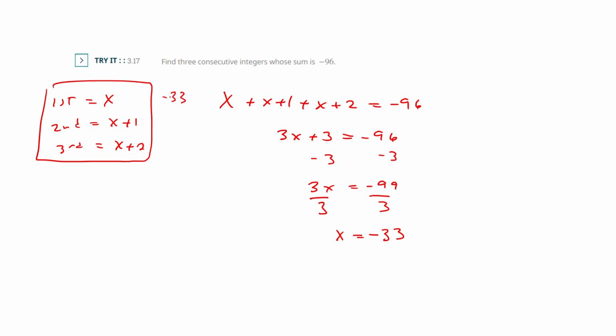Okay. Now I'm back to my dictionary. Negative 33 plus 1 is negative 32. Negative 33 plus 2 is negative 31. So my three numbers are negative 31, negative 32, and negative 33.